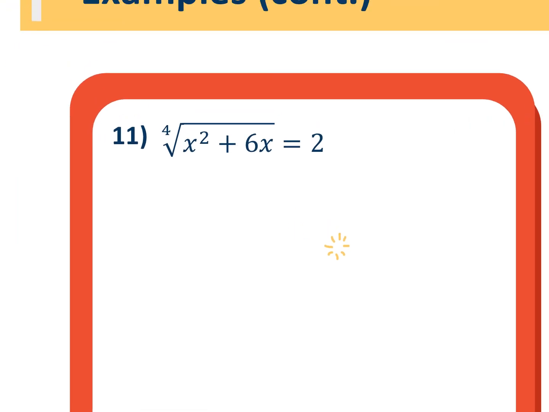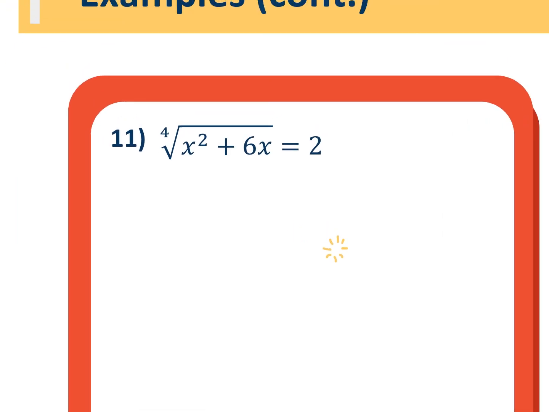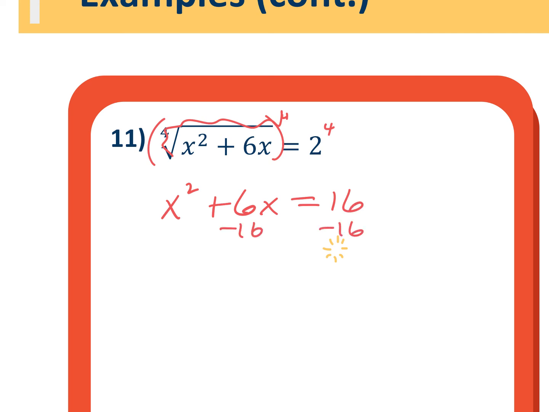So here we're taking the 4th root, but again, the process is the same. Instead of squaring both sides to cancel it, I've got to raise both sides to the 4th power. So this one will be to the 4th, this one to the 4th. This one just cancels it. So then I'm left with x squared plus 6x, and 2 to the 4th power: 2 times 2 is 4, times 2 is 8, times 2 again is 16. I need to get this into a solvable form. So I'm going to make it a trinomial.